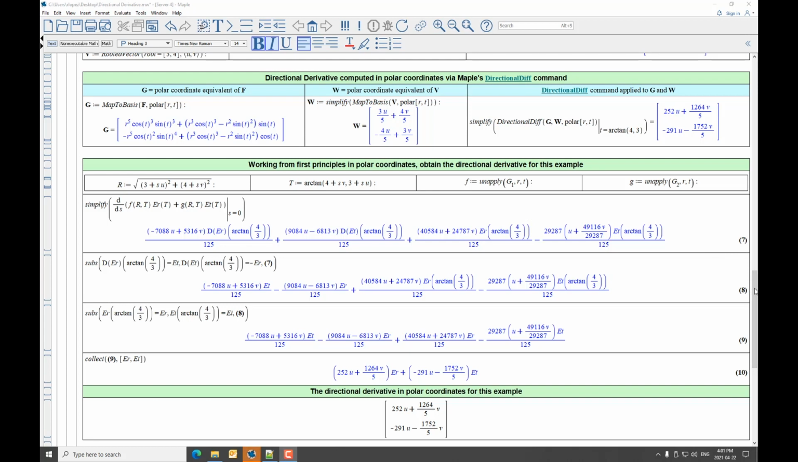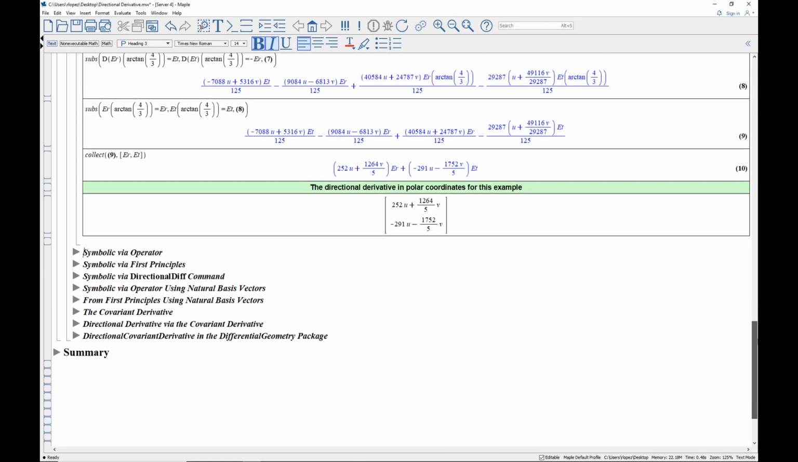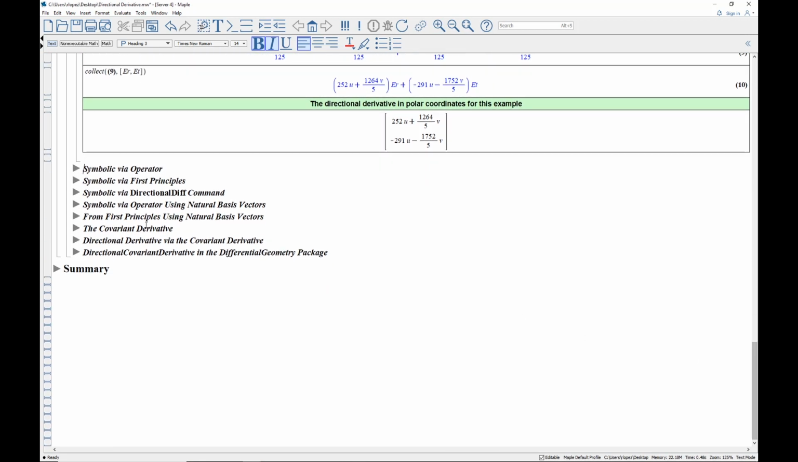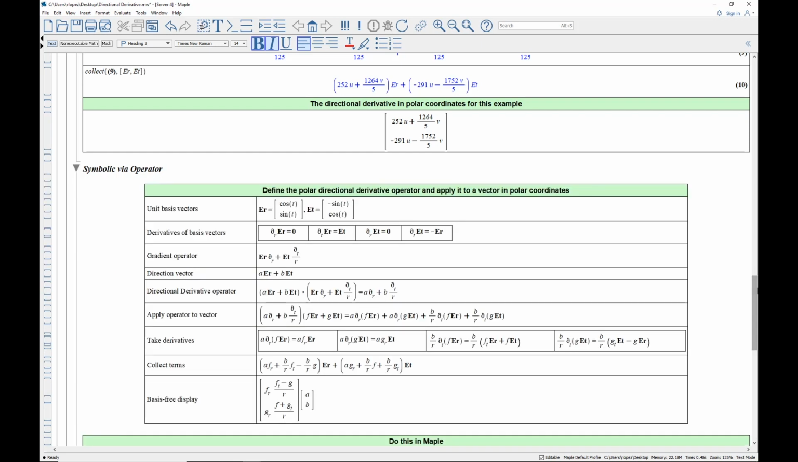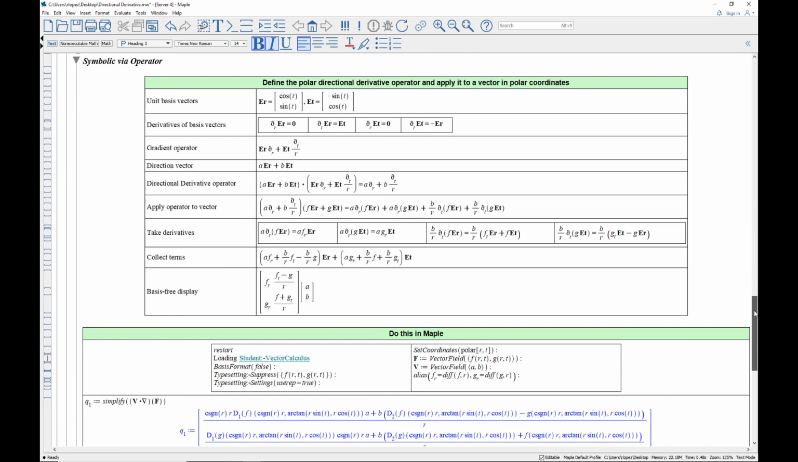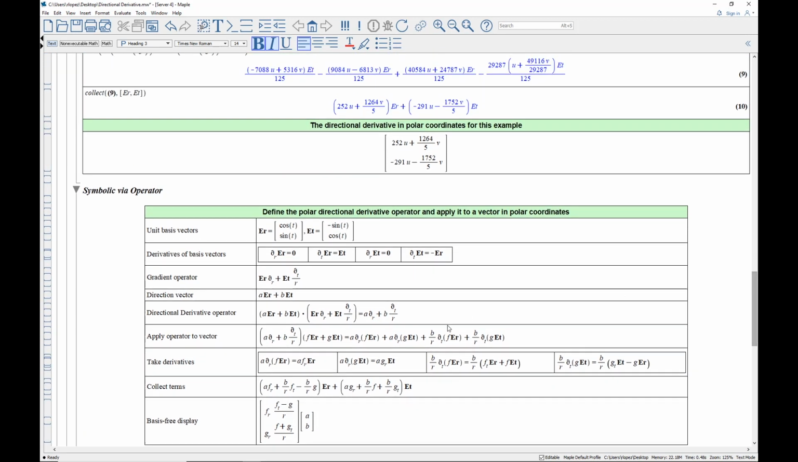Well, this is an example. Can we do these calculations for the general case? I call that the symbolic case. Now we'll take a little bit closer look. What is basis vector ER? Cosine theta, sine theta. Basis vector ET, unit vectors, minus sine, cosine.